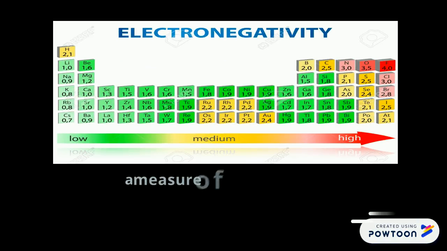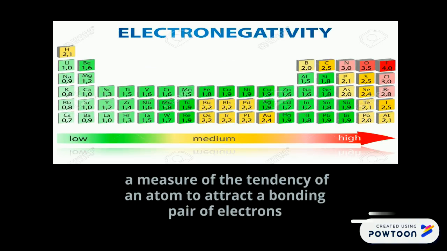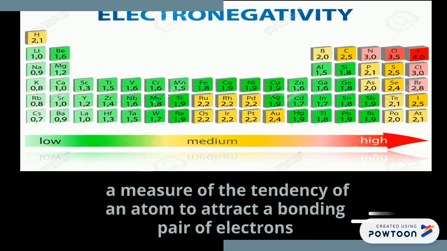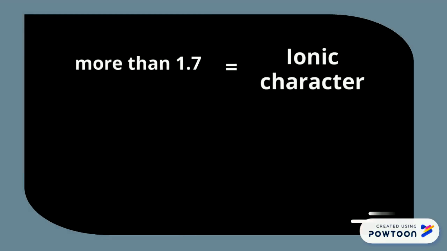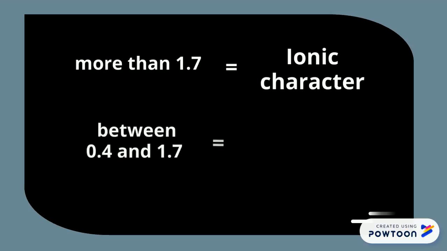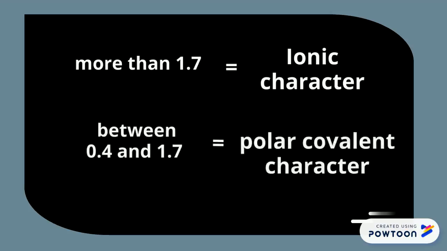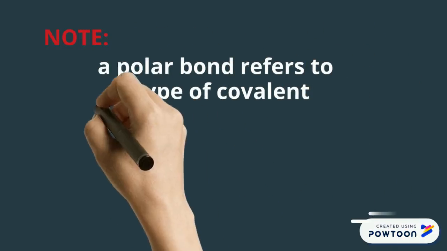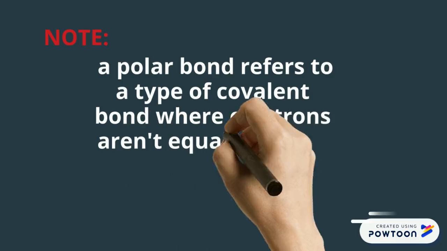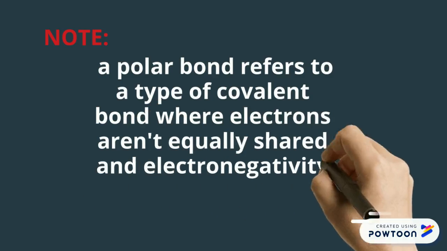Electronegativity is the measure of the tendency of an atom to attract a bonding pair of electrons. The difference in the electronegativity of two atoms determines their bond type. If the electronegativity difference is more than 1.7, the bond will have an ionic character. And if the electronegativity difference is between 0.4 and 1.7, the bond will have a polar covalent character. Just remember, a polar bond refers to a type of covalent bond where electrons aren't equally shared and electronegativity values are slightly different.